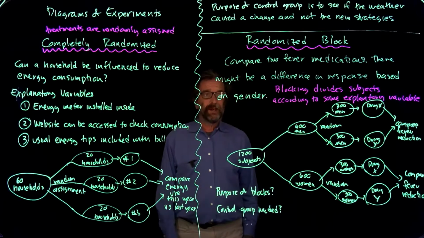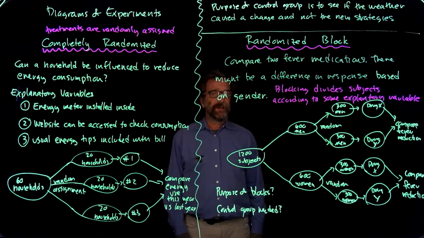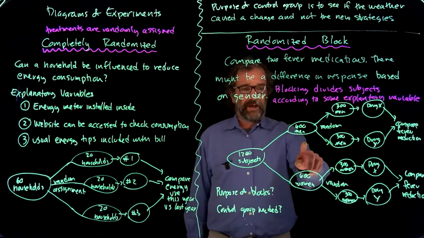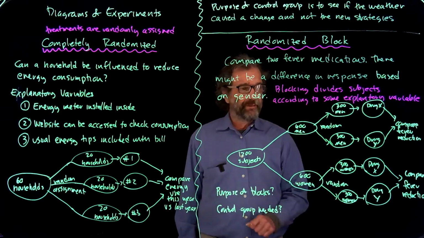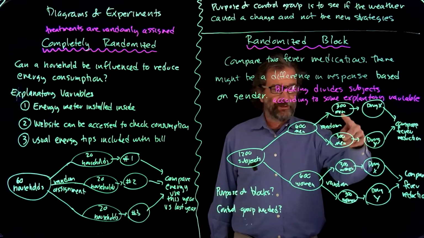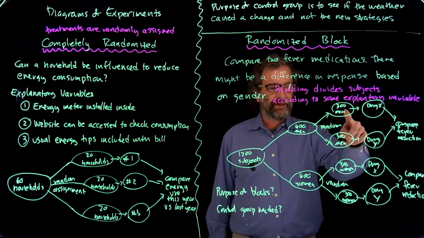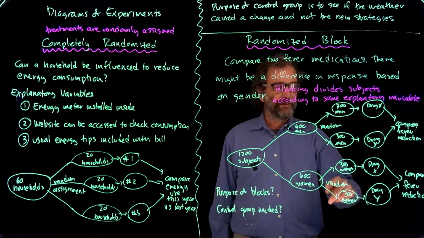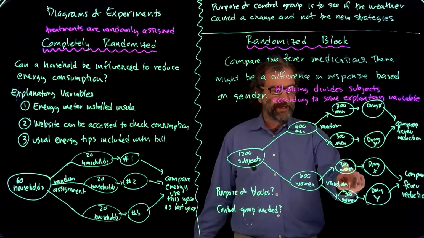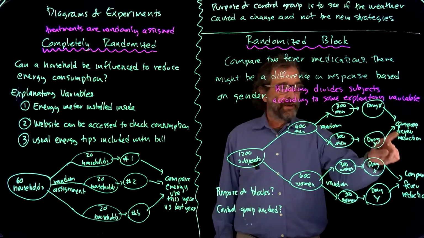So here's a randomized block design. We're comparing two fever medications. We're assuming there might be a difference in response based on gender. And since that could happen, we divide the subjects into two groups, men and women. We randomly assign the subjects then to groups. So we split the 600 men randomly into two groups, the 600 women randomly into two groups. First group gets drug X, second group gets drug Y, but it's been a random assignment. And then we'll compare the fever reduction.